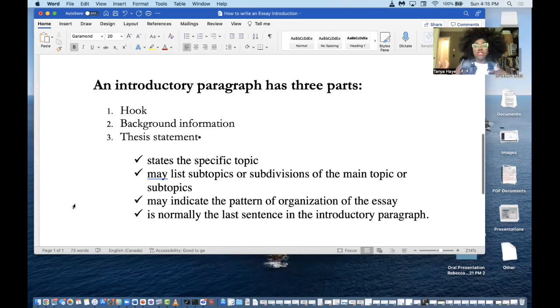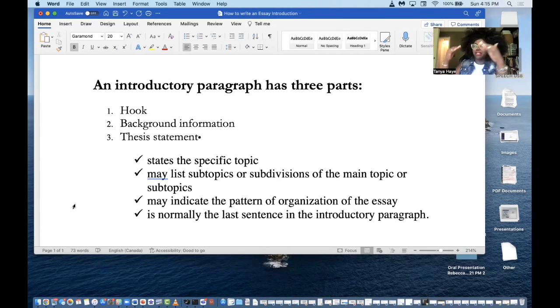Now, the introductory paragraph has three parts. It has the hook, it has background information for the reader so that they can understand the third part of the introduction, which is the thesis statement. So what you say in the background information must lead us to your thesis. And of course, your thesis will tell the topic.